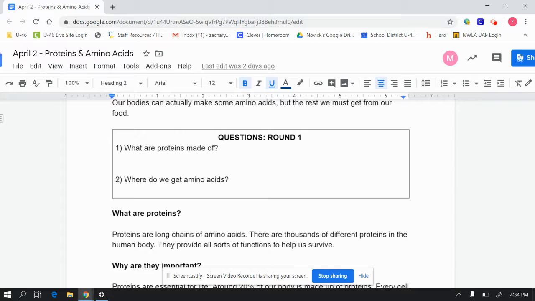Questions round 1. What are proteins made of? Where do we get amino acids?